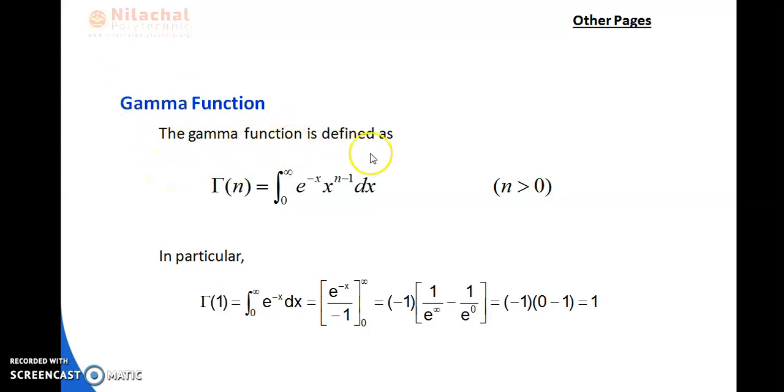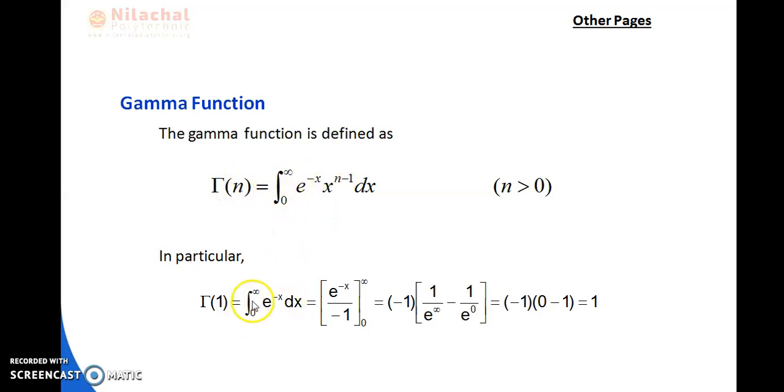The gamma function is denoted as gamma of n and defined as gamma of n equal to the integration from 0 to infinity of e to the power minus x, x to the power n minus 1 dx, where n is greater than 0. In particular, if we take n equal to 1, then it will be represented as gamma of 1, and its value can be obtained by using this definition. So we will apply n equals 1 here.